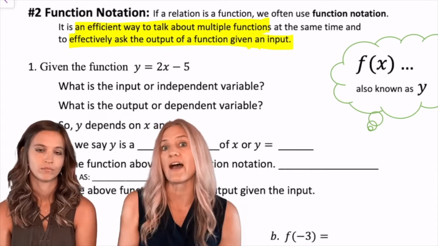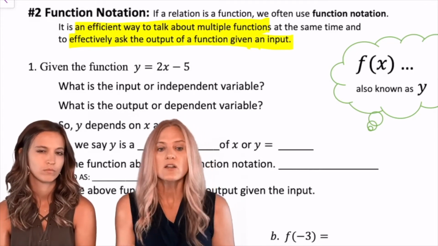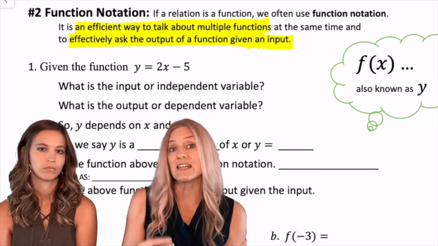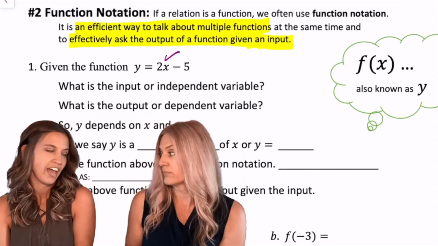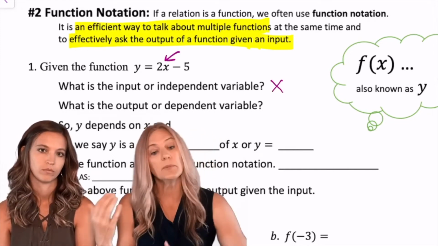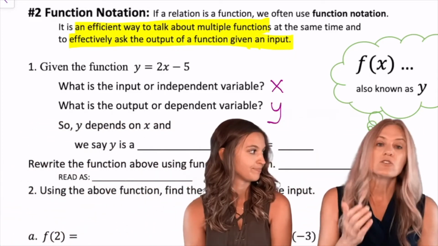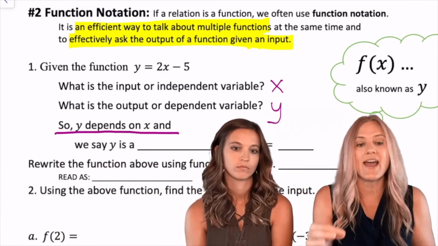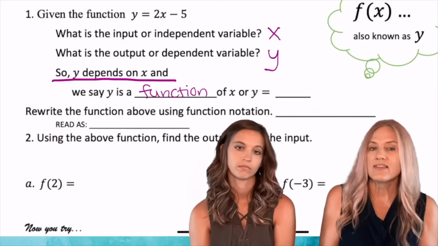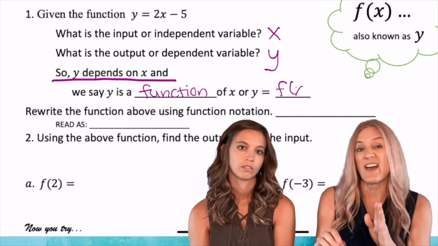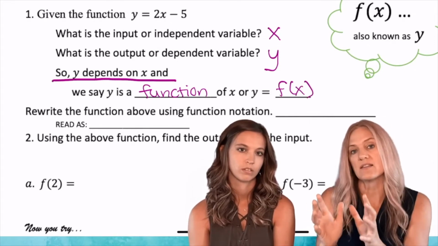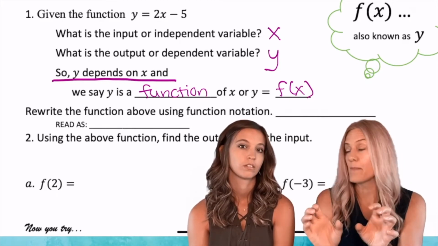I'm going to walk you through the idea behind function notation. So take a look at the given function, y equals 2x minus 5. What is the independent variable or the input? X. And then if we talk about the output or the dependent variable, we have y. So y depends on x, and we would say y is a function of x. Then we could write it as y equals f of x, function of x. So that's how we write the function notation. y is the same as f of x.